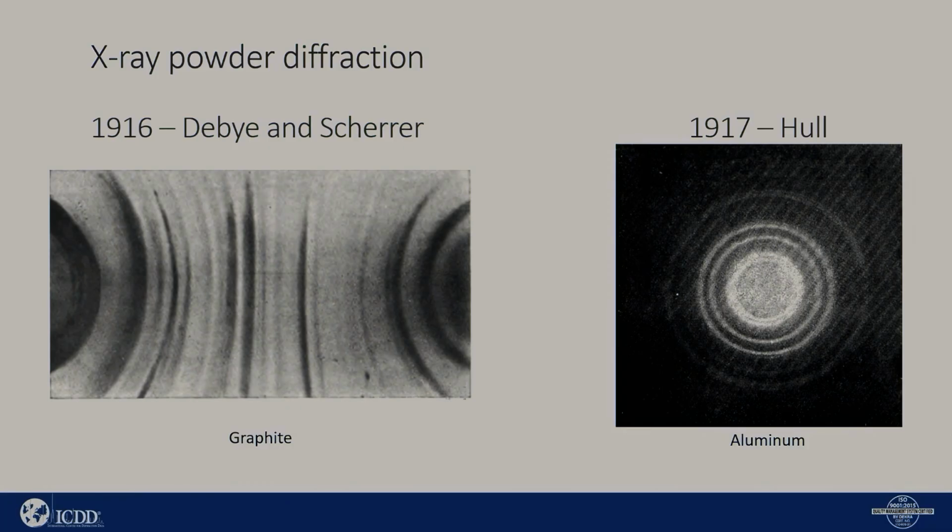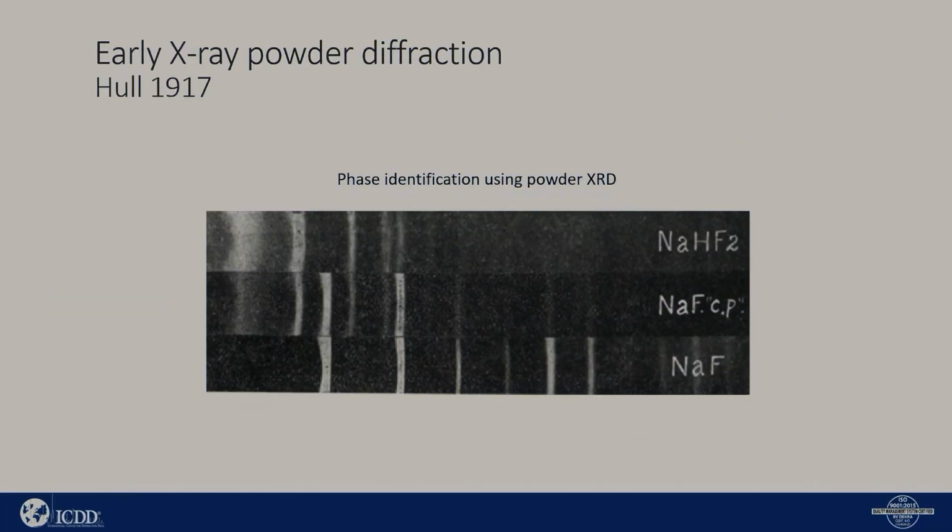The detector was a photographic plate. But what Hull also added to the technique was that he showed if you took two different phases and mixed them together, you didn't get a new diffraction pattern. You had an overlap of the two patterns. And so this was the first, we call it the discovery of phase identification by powder techniques.